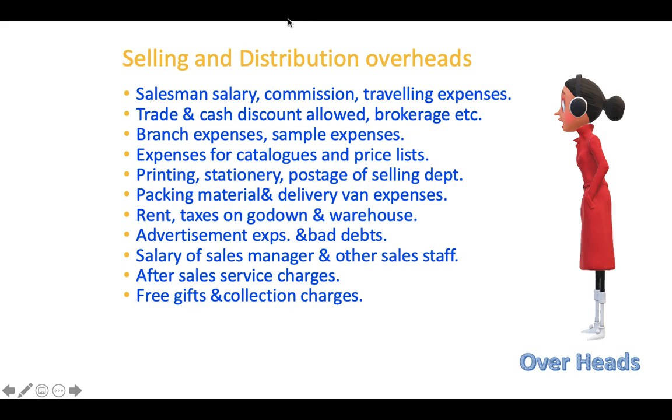So these are the various categories under the selling and distribution overheads, which can be classified at the selling and distribution level.